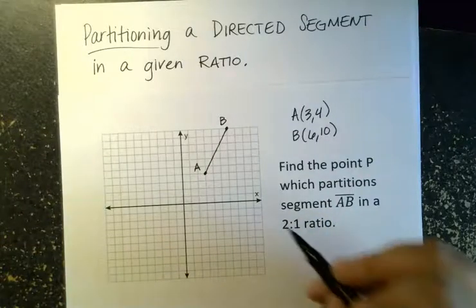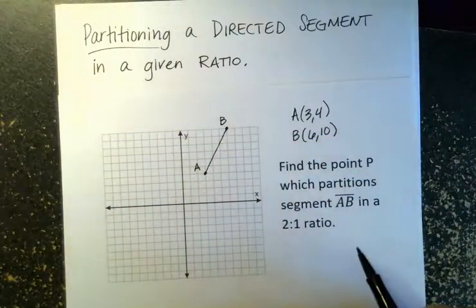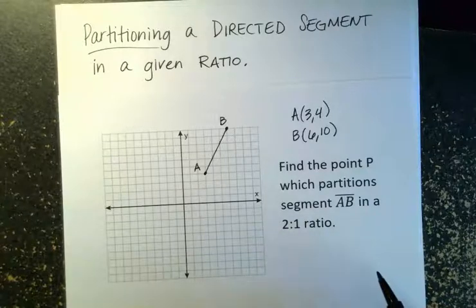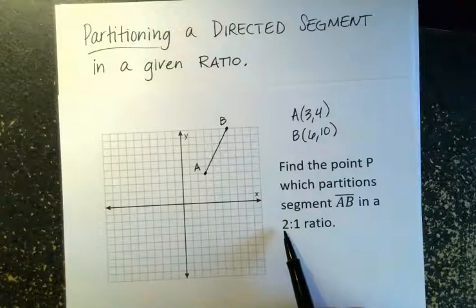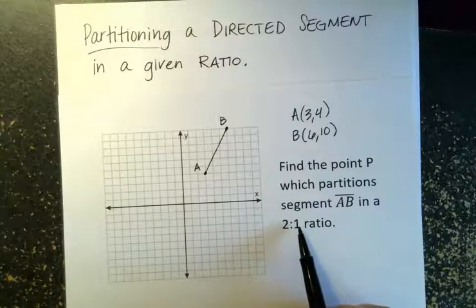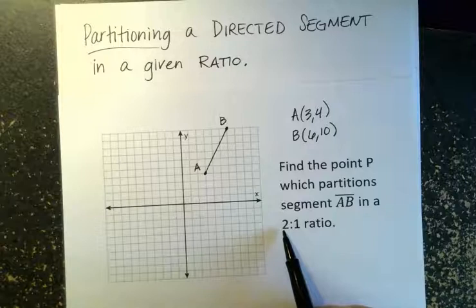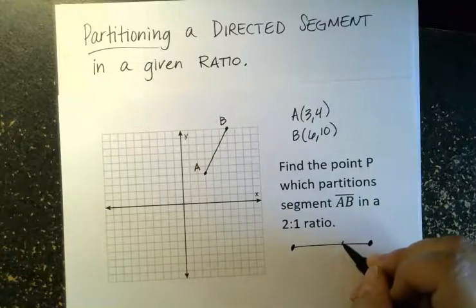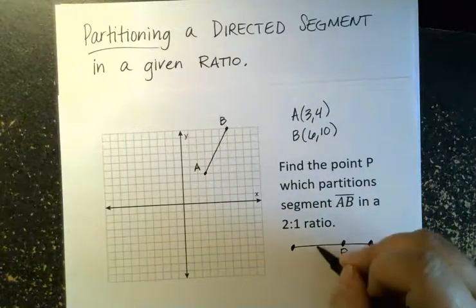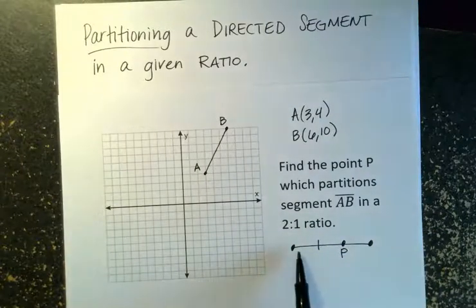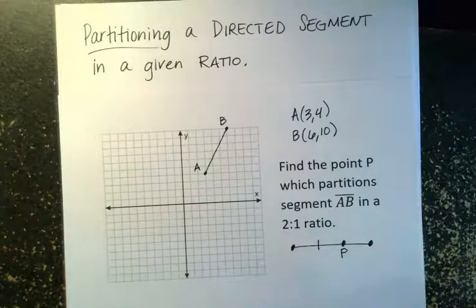The idea is that we are traveling from A to B, and we want to find a point along that path that divides the whole thing into a 2-to-1 ratio. The first number in the ratio would be the starting portion. In other words, the 2 part is on the front end of the segment, and the 1 is in the back. So there are 2 parts before my point P and 1 part after it. Here's point P: 2 parts of the segment are in front of it and only 1 part behind it. Notice that means we have a total of 3 parts, so it's kind of like we're dividing this into 3 parts.